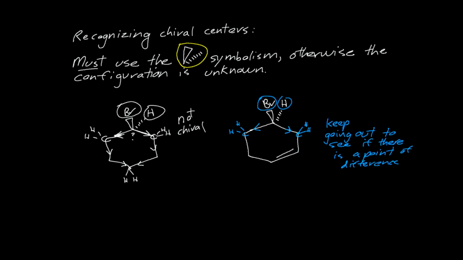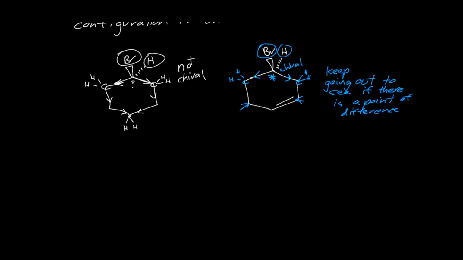And in the next location, you immediately find a point of difference. Therefore, this carbon here is chiral. We'll designate it with an asterisk. Chiral. Now, because we know it's chiral, we know that it has a non-superimposable mirror image that is an enantiomer of it.